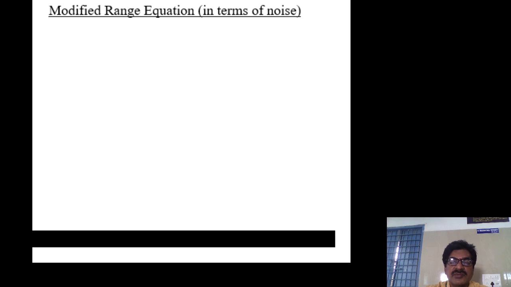Now let us see the modified range equation in terms of noise. In any communication system, noise is a major parameter you need to consider. Noise means the unwanted signal which disturbs the original information. So let's consider the input noise Ni equal to K T naught Bn.